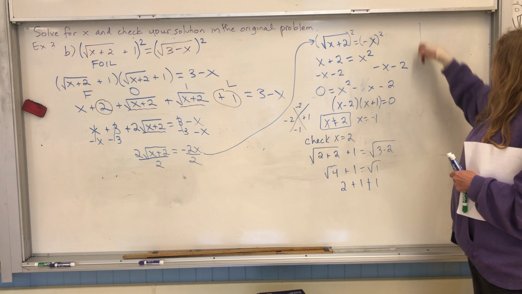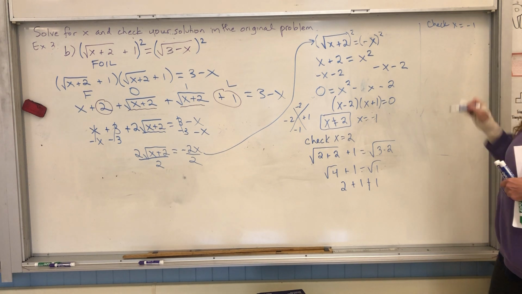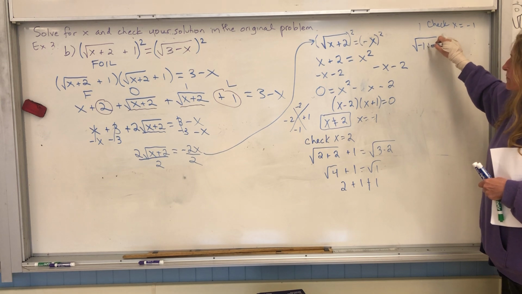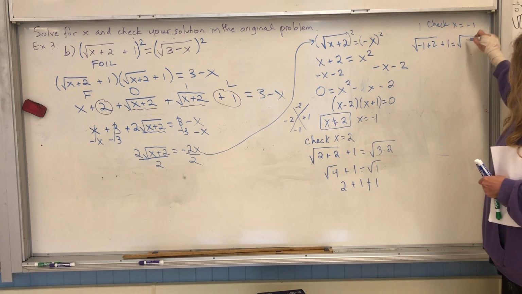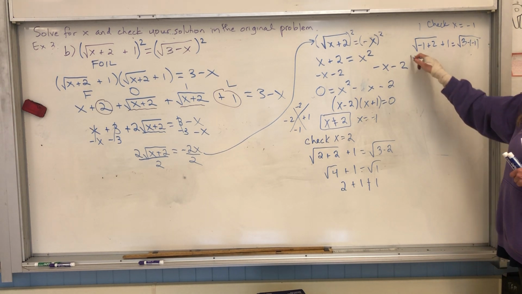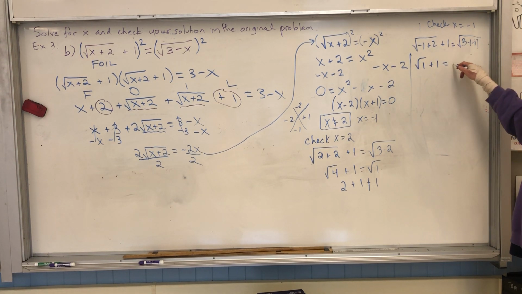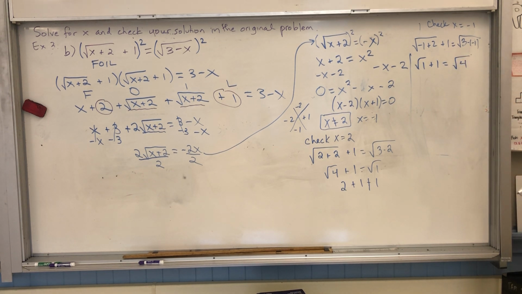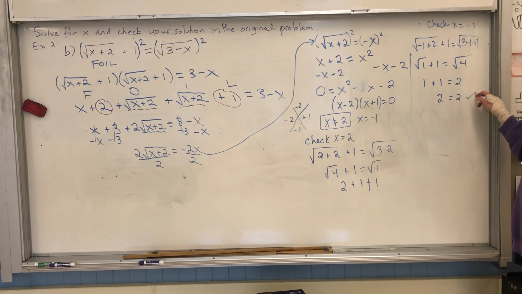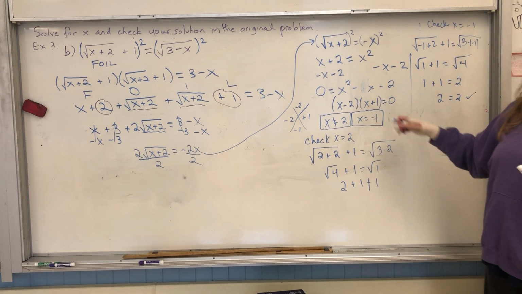We have high hopes for x equals negative 1. Let's check it out. Check x equals negative 1, back in the original problem. Okay? Well, this becomes square root of 1 plus 1. Is that equal to, now remember minus minus becomes plus. This one works. So we're happy with that one. So, sorry x equals 2, you're out. But x equals negative 1, that's good.